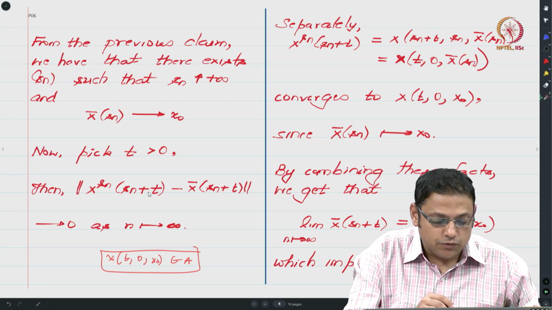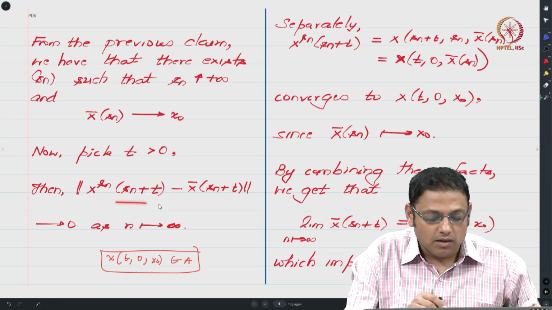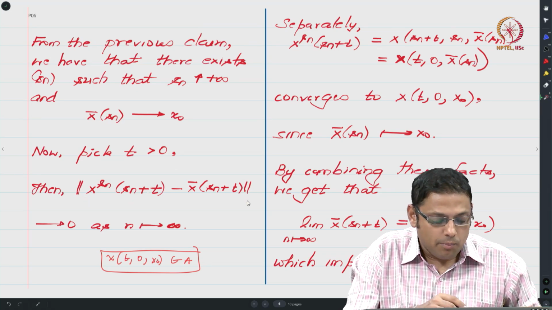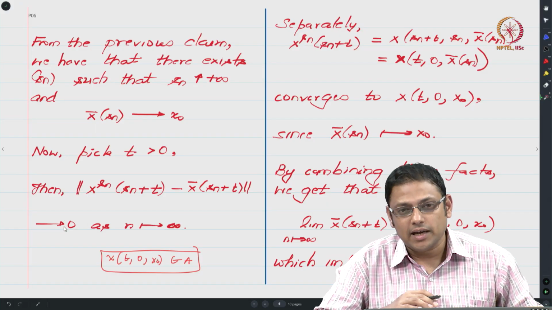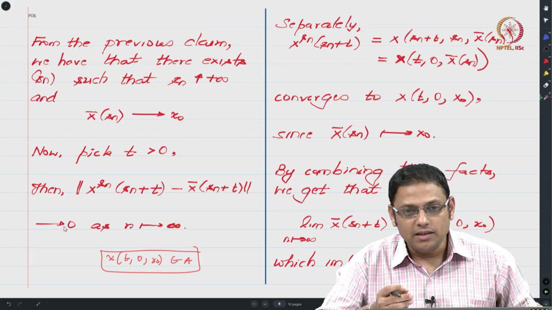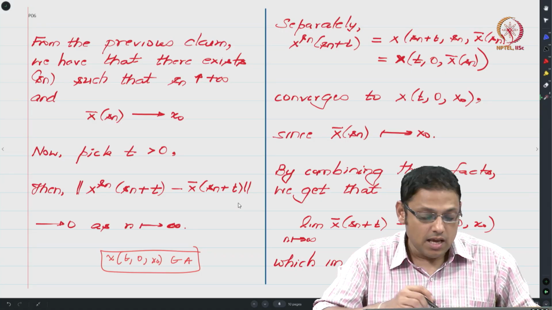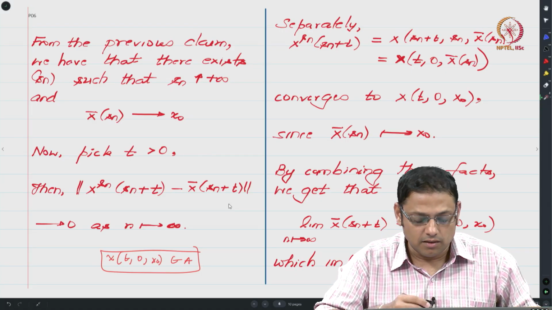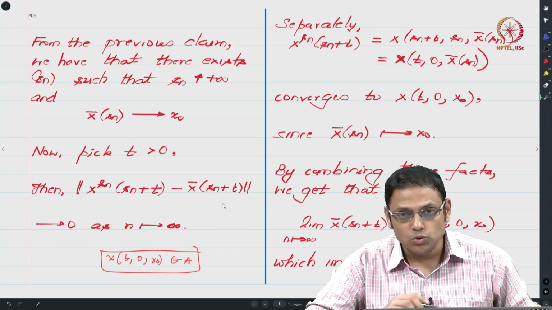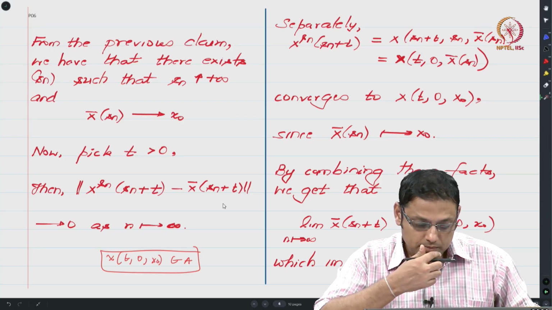Since this t is fixed, we can appeal to that lemma to conclude that this distance must actually go to 0. I mean, in that lemma we had a supremum, right. Here we are only focusing on one specific time instance, and hence one can see that this is an easy conclusion from that technical lemma, right.